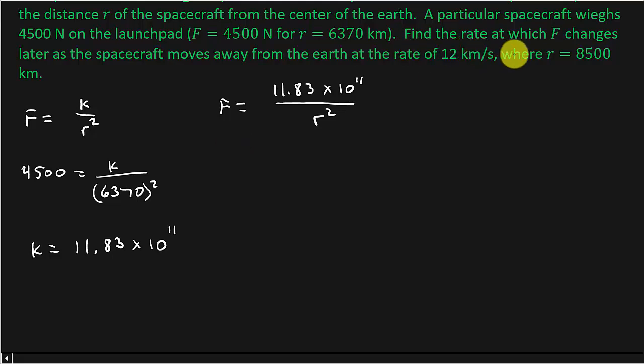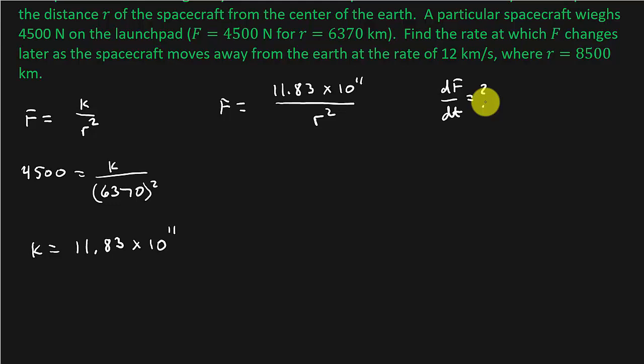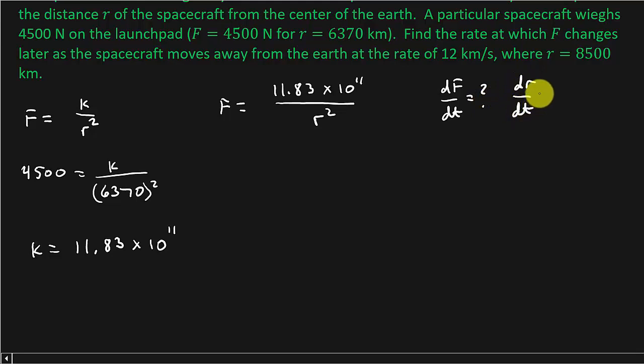Okay, so let's see what it says. It says find the rate at which F changes. So we want to know what dF/dt is. That's what we're looking for, as the spacecraft moves away from the Earth at the rate of 12 kilometers per second. So that means that the radius is changing. That tells us that dr/dt is equal to this 12 kilometers per second, and they want to know when r is equal to 8,500.